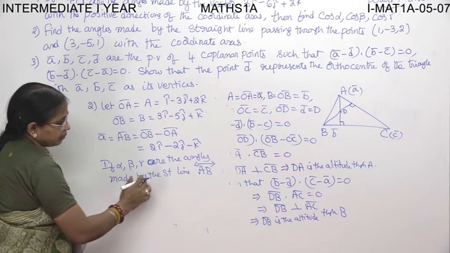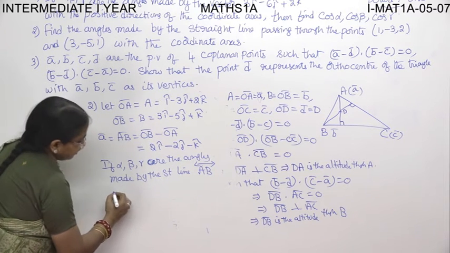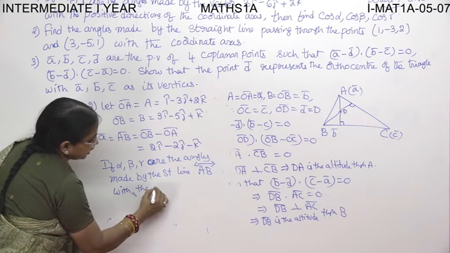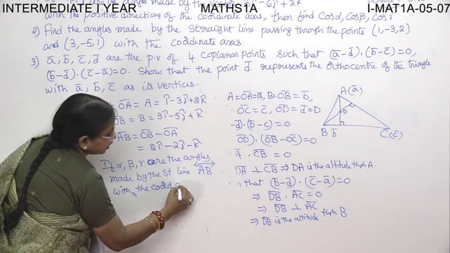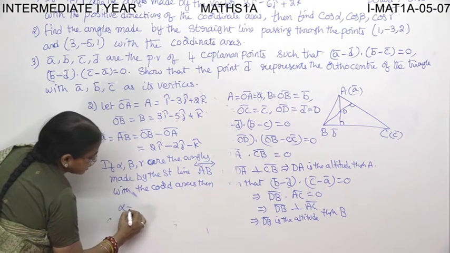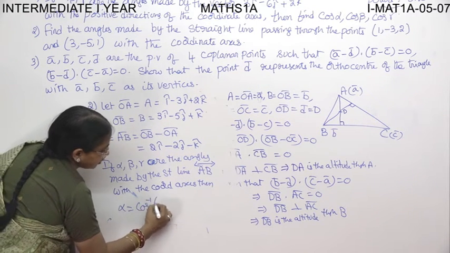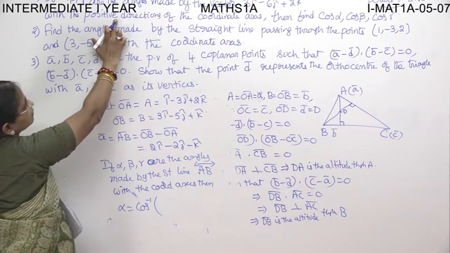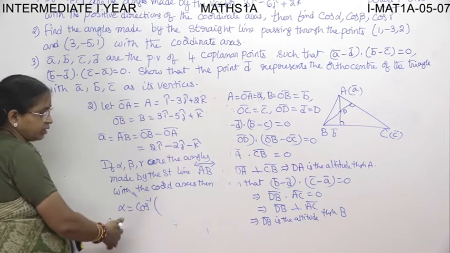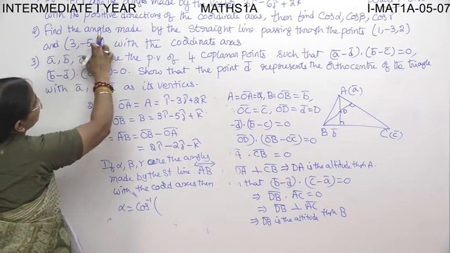So alpha, beta, gamma are the angles made by the straight line AB with the coordinate axes. Then alpha is equal to cos inverse of... Because in the first one he asked to find cos alpha, cos beta, cos gamma values, so directly we wrote the values. Now here you should find the angles.